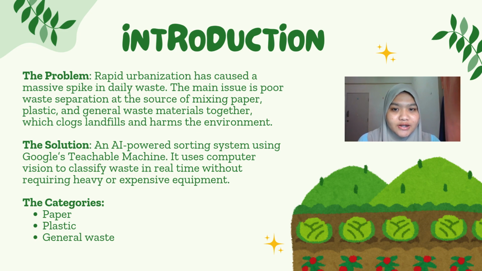The solution is an AI-powered sorting system using Google Teachable Machine. It uses computer vision to classify waste in real time without requiring heavy or expensive equipment. There are three categories, which are paper, plastic, and general waste.